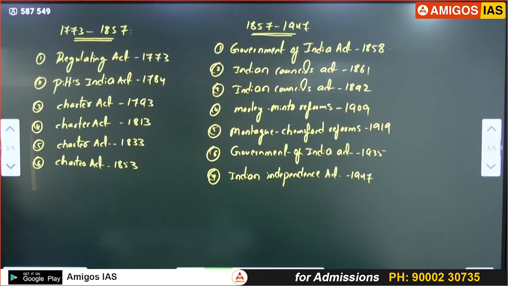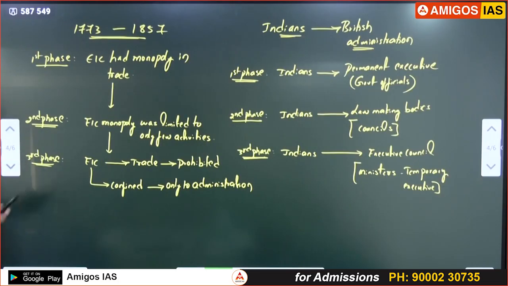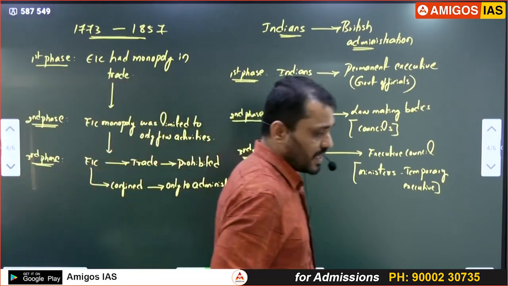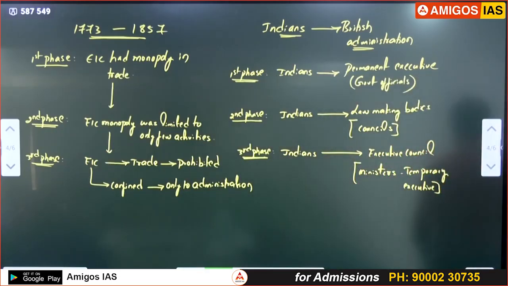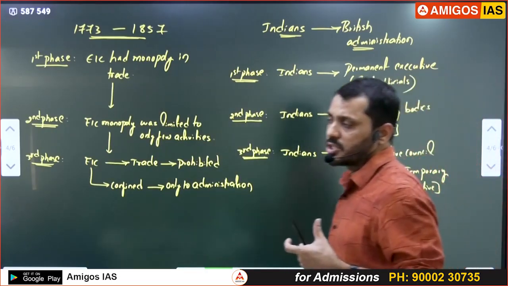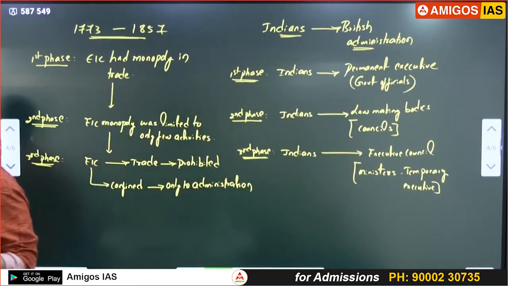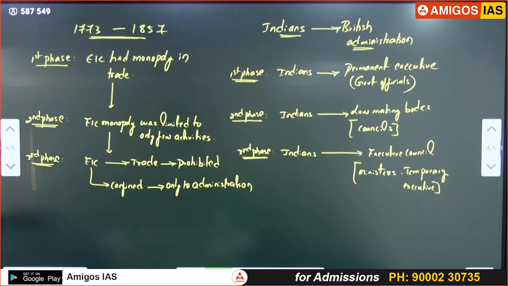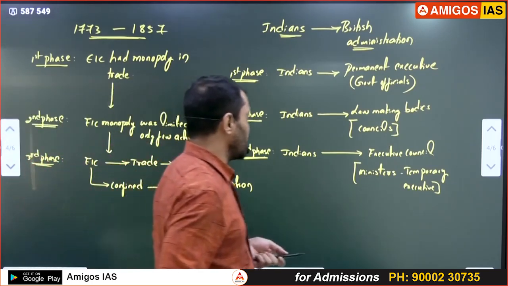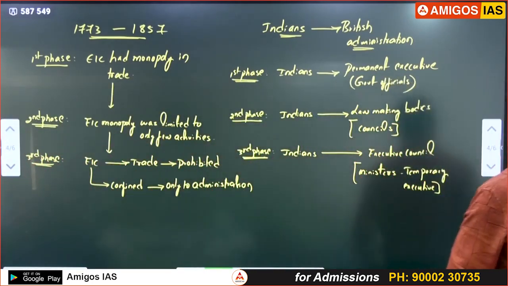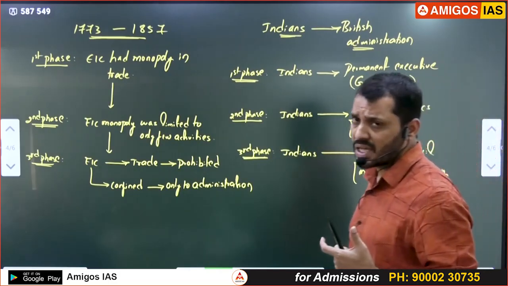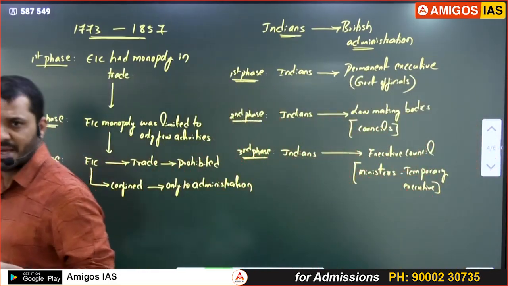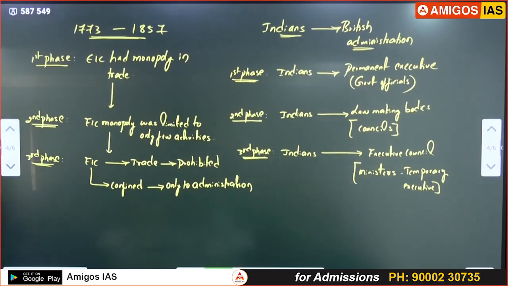Next we discussed the acts between 1773 and 1857, and 1857 and 1947. Then we discussed how the East India Company's role kept on changing from 1773 to 1857. As time went on, the East India Company's monopoly got reduced and finally it was restricted only to administrative activities, and its entire trade activities got cancelled. Then we discussed how Indians were associated with the British administration. Initially, they were associated as permanent executive, then in lawmaking bodies. After that, as temporary executive, that is by being members of executive councils: at the central level the Viceroy's Executive Council, at the state level the Governor's Executive Council.